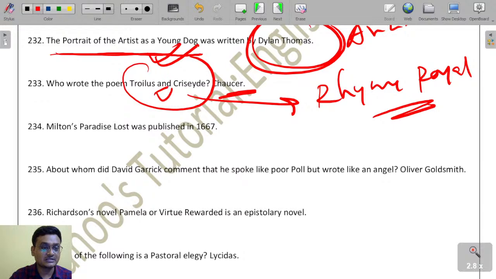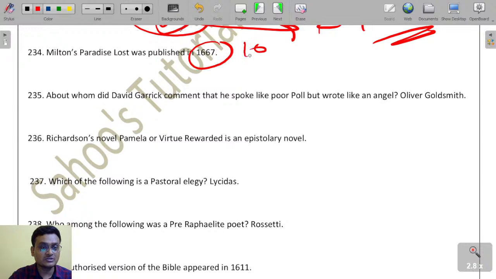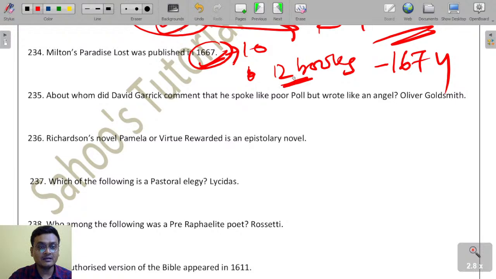So, Milton's Paradise Lost published in 1667 in 10 books, and then 2 books were added. In total there are 12 books, and the second edition was published in 1674. The first edition in 1667 had 10 books, then the books were divided into 12 in the 1674 edition.